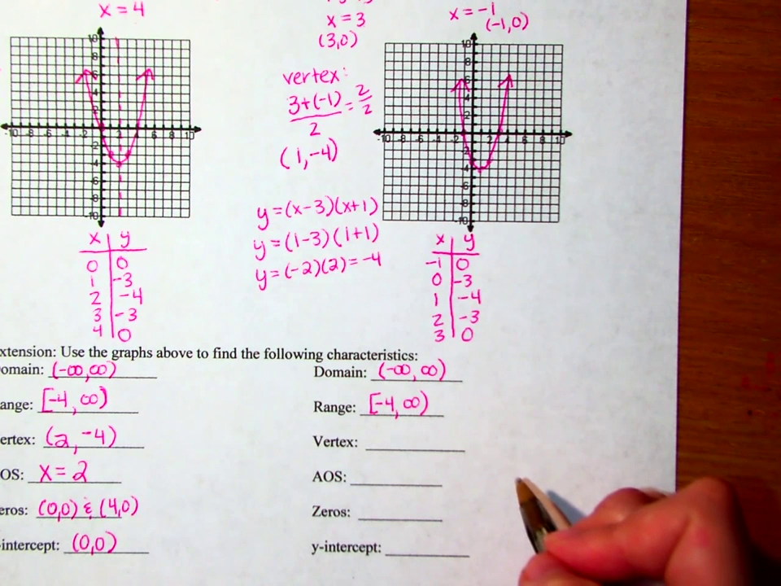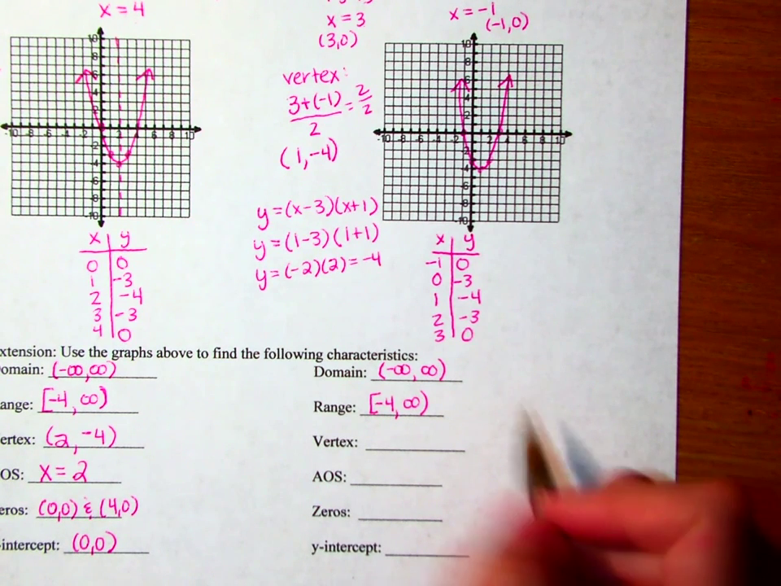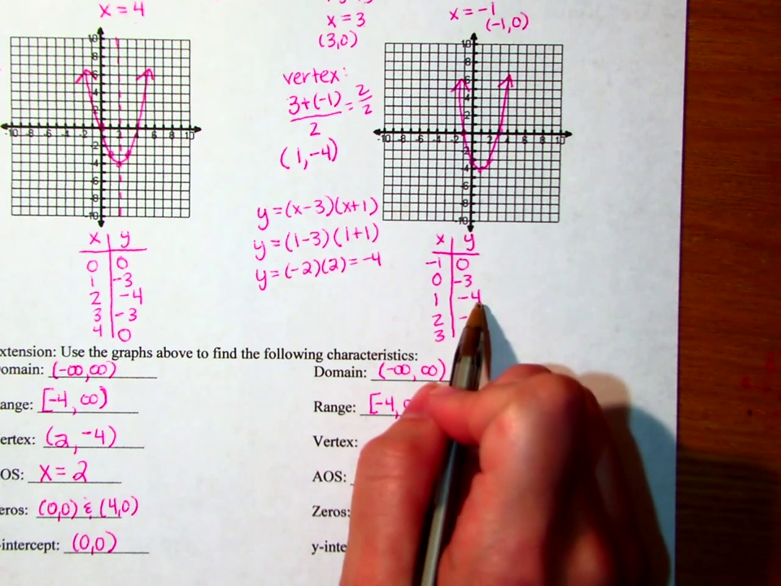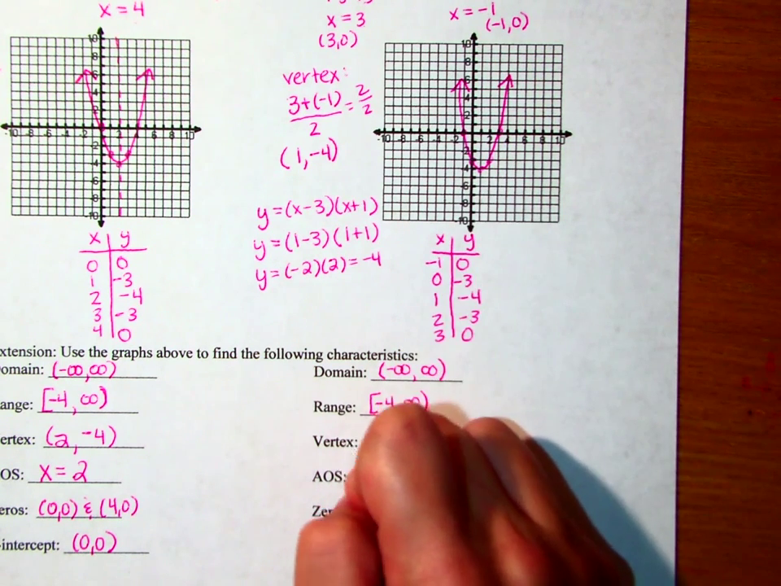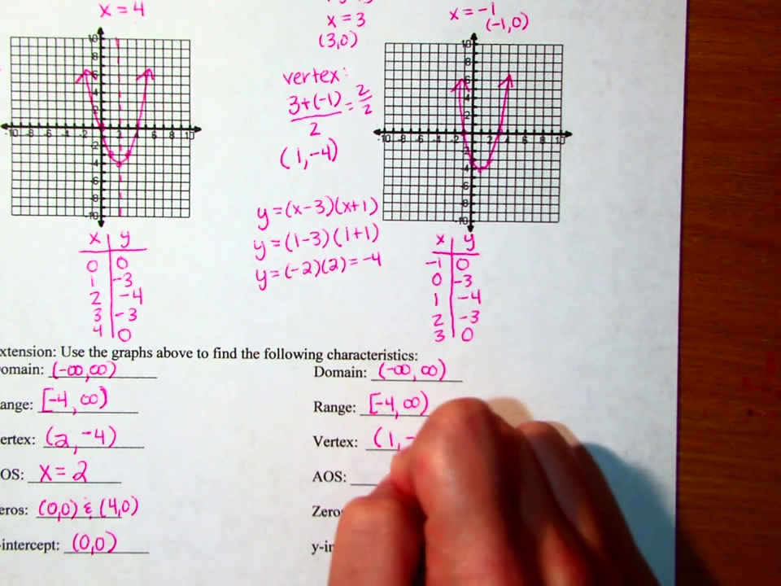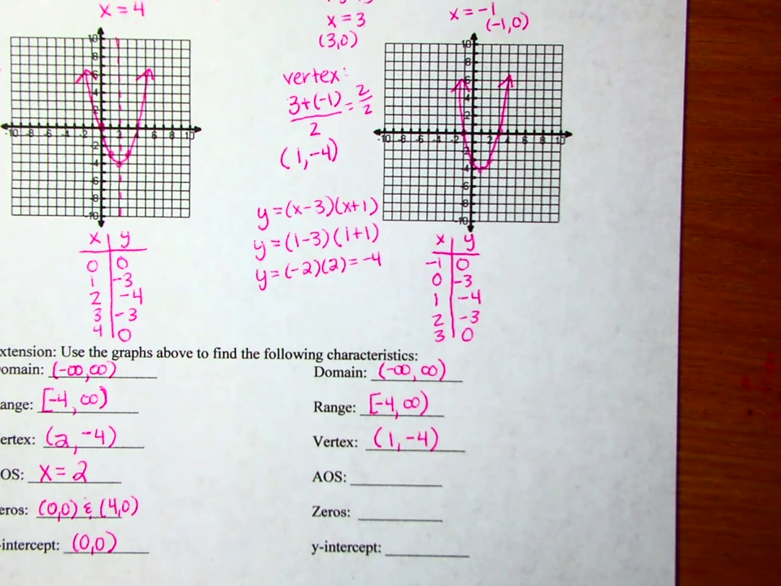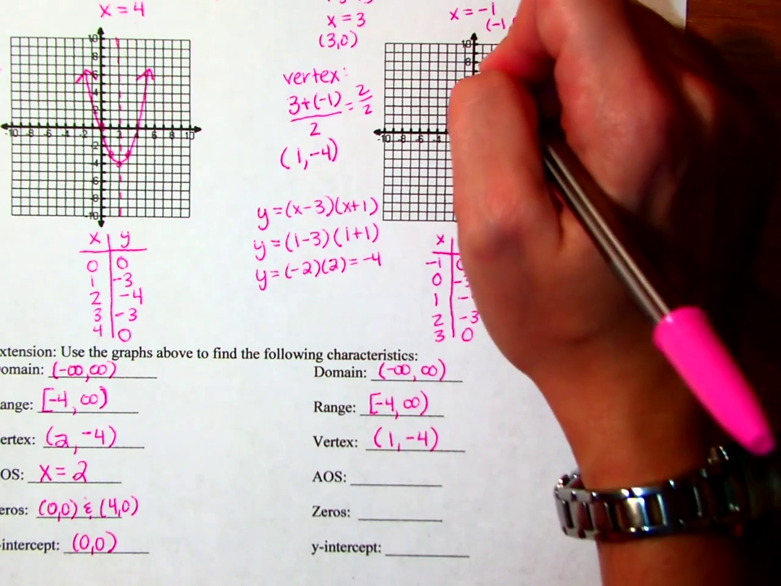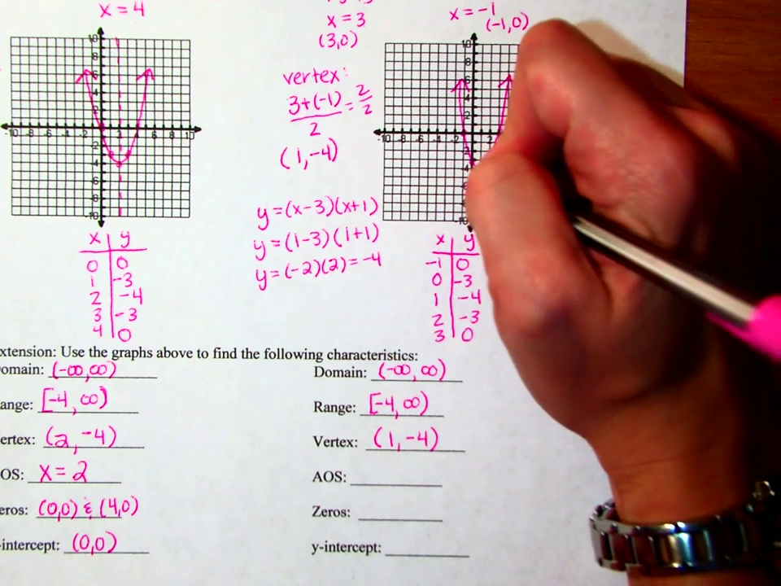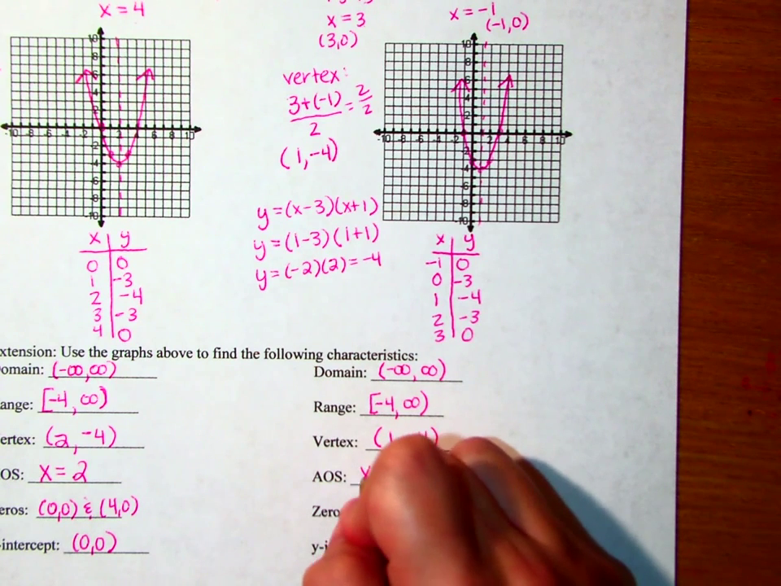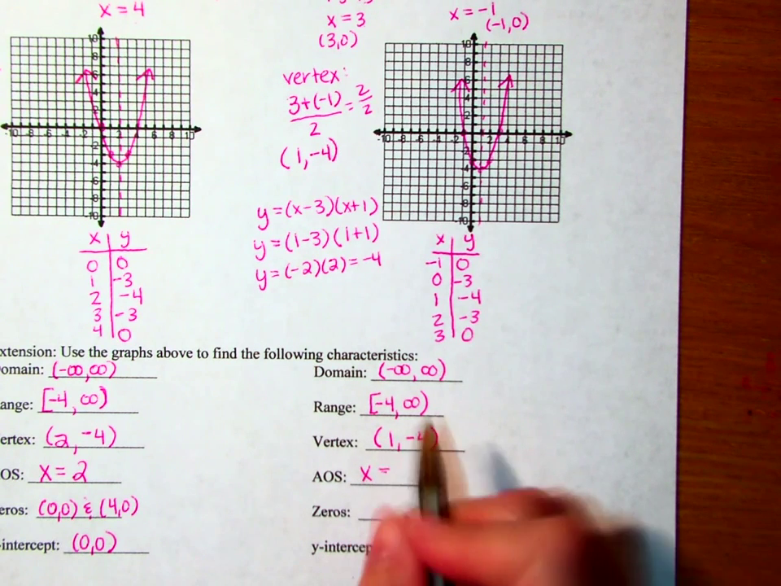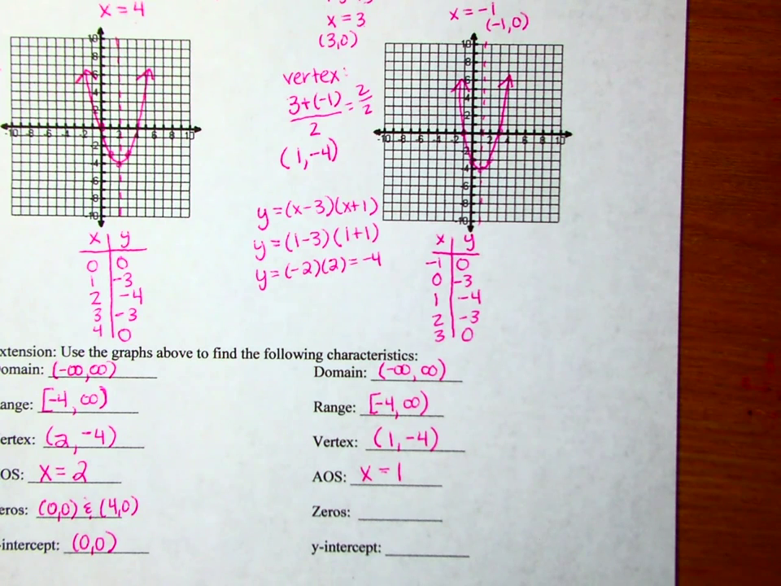The vertex. The vertex we already found, that's the value in the middle of the table here where we can see the point where the parabola changes direction. So the vertex you should have listed as 1, negative 4. The axis of symmetry, that's that invisible line right here that would cut that parabola in half. And that is an x equals, and what's that value? Look at your vertex, x equals 1.